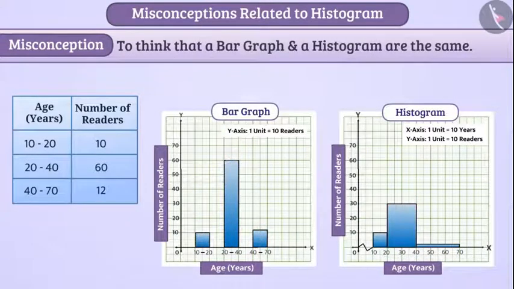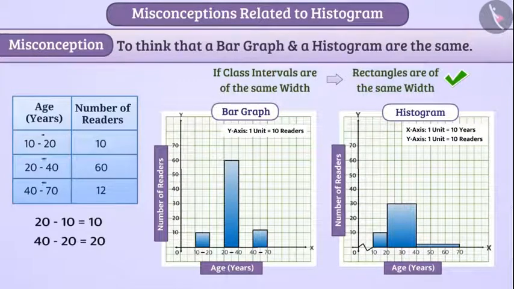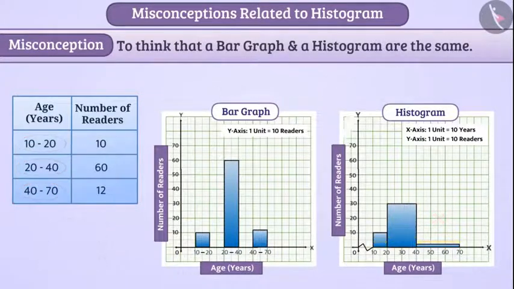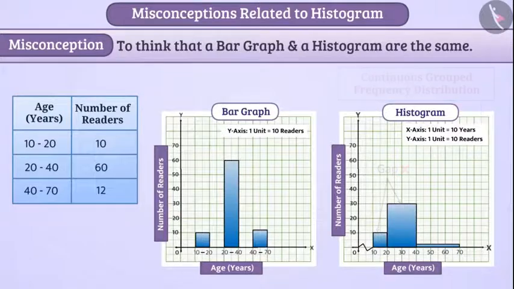Similarly, the bars in the bar graphs are of the same width, while it is not necessary in the histogram. If the class intervals are of the same width, then the rectangles are the same width, but if the class intervals are not of the same width, then the rectangles are also not of the same width. Histograms are created for continuous group frequency distribution, so there is no gap between rectangles. Bar graphs are drawn to compare different categories, while histograms are drawn to understand the distribution of data.